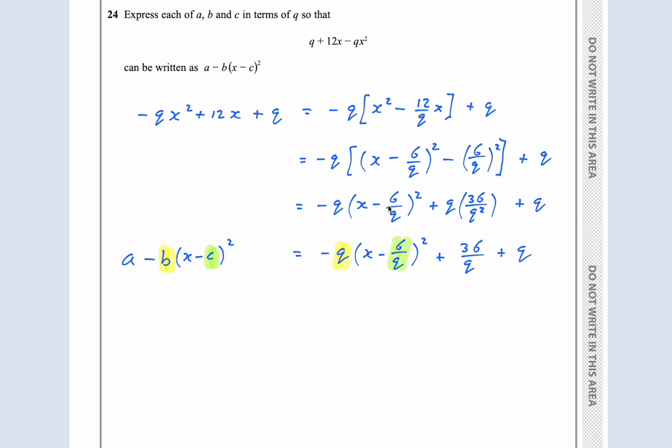And then the a is whatever's left. So this pink thing is the a, and what's left here? Well, it's all of this. So therefore, a is equal to 36 over q plus q. b is equal to q. And c is equal to 6 over q.